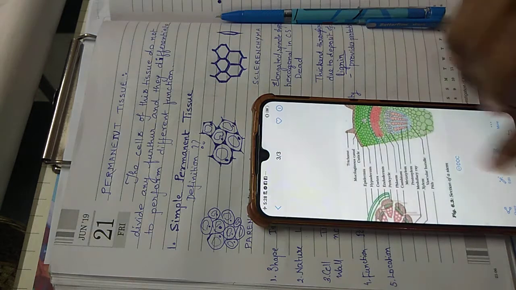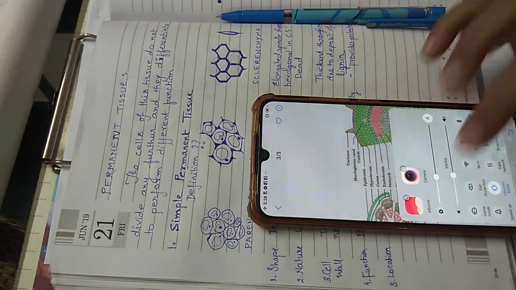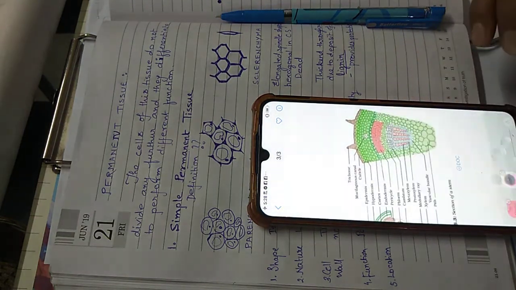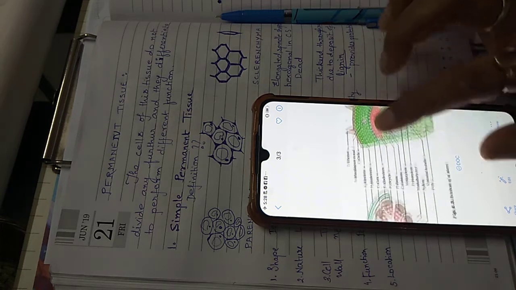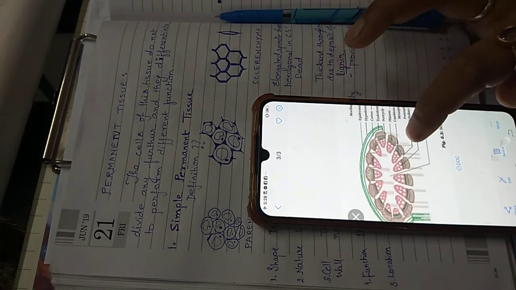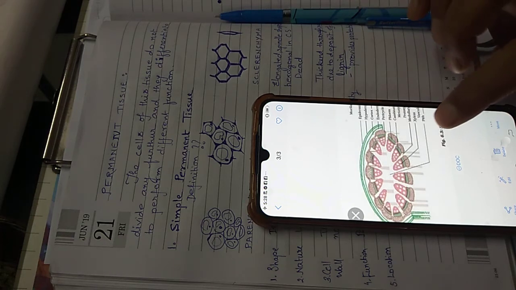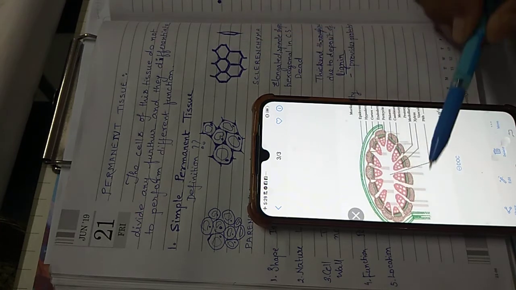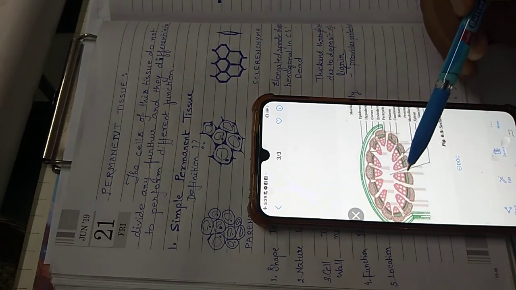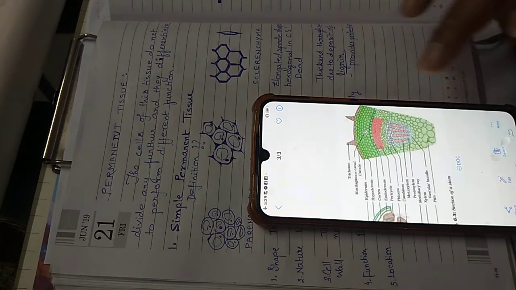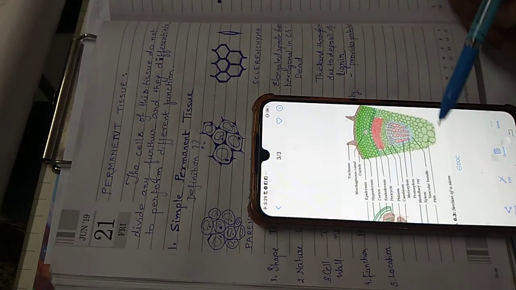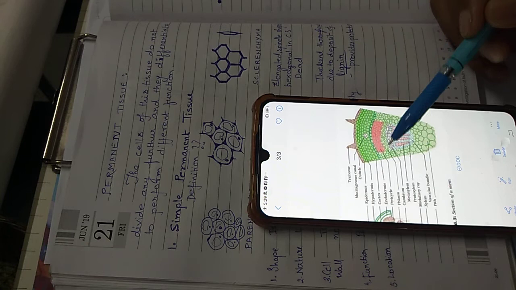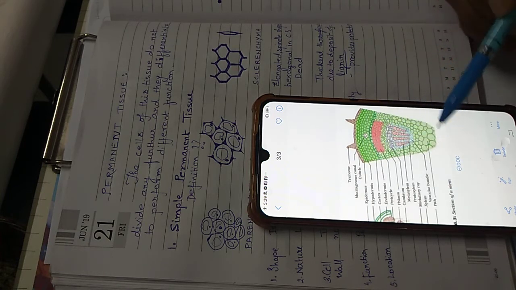I hope the picture is clear. I'll just increase the brightness. Yeah. So this is a cross section of a stem. This diagram is there in your NCERT book. Now, if you look at one portion, these bundle shaped things that you can see, these are actually the vascular bundles. Vascular bundle consists of xylem and phloem. Now, if you look at one portion, this is one such bundle shown in an enlarged way, and these are the surrounding tissue.